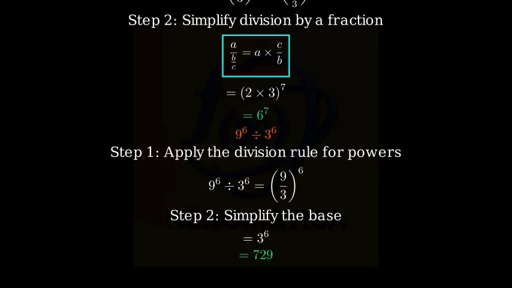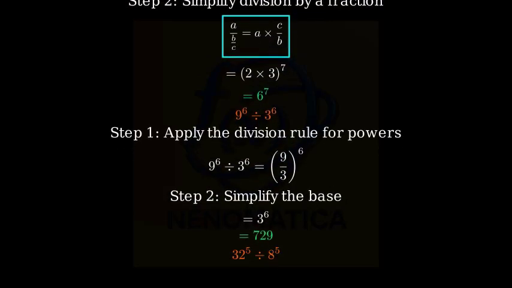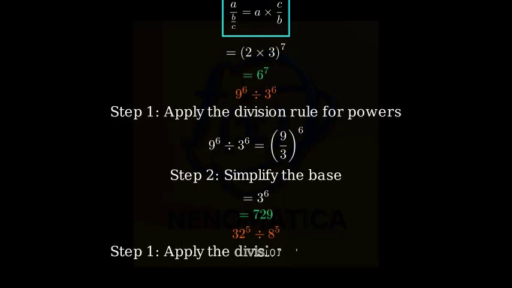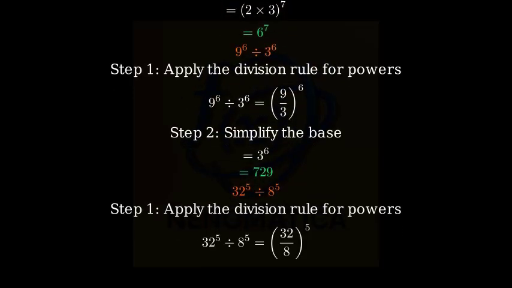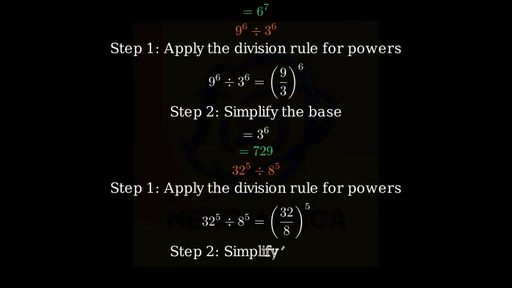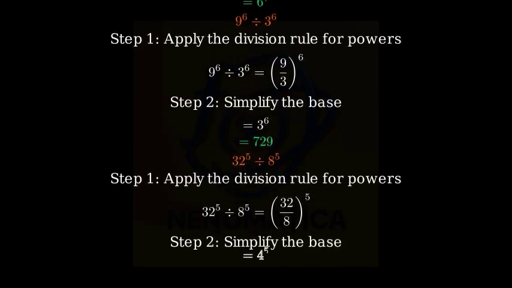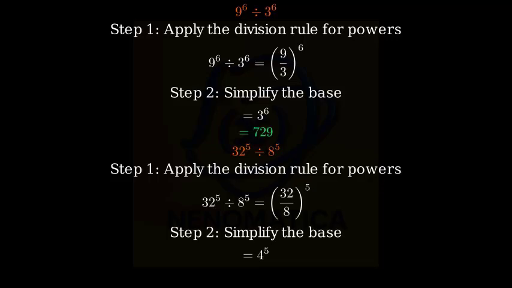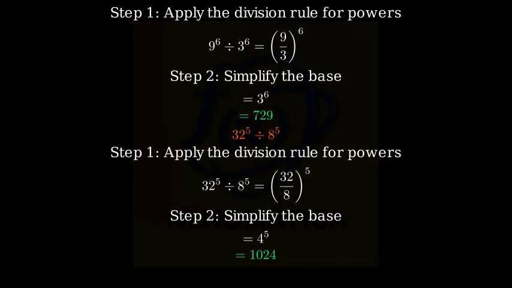For our final example, we need to compute 32 to the power 5 divided by 8 to the power 5. In step 1, we apply the division rule for powers. We get the fraction 32 over 8, all raised to the power 5. In step 2, we simplify the fraction. 32 divided by 8 equals 4. So our answer is 4 to the power 5, which equals 1024.